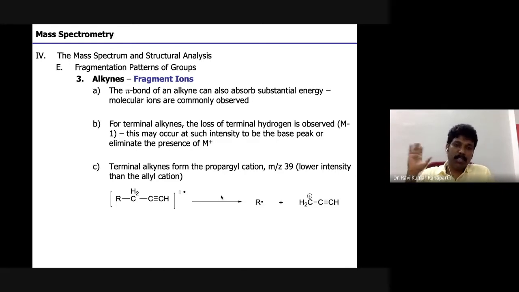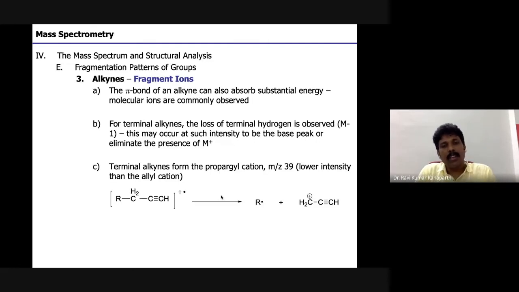The best example is phenols, that we will come to later after the discussion of alcohols. But please remember that whenever you see an M minus 1 peak, there could be a possibility of alkyne presence, or a triple bond present in that molecule.